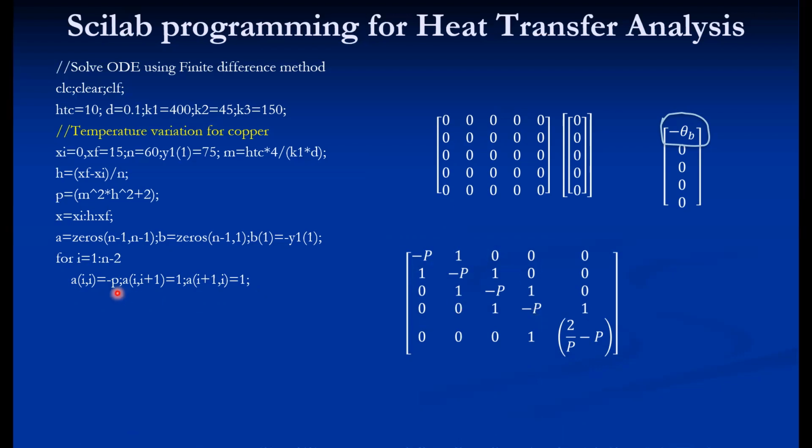So this is equal to minus p. So here A of 1 comma 1, A of 2 comma 2, A of 3 comma 3, A of 4 comma 4. The result of this particular command is that it adds minus p here, up to this case. Then the result of A of i comma i plus 1: that is the first row and second column. So the result of this command is this. And the result of the third command is the second row and first column.